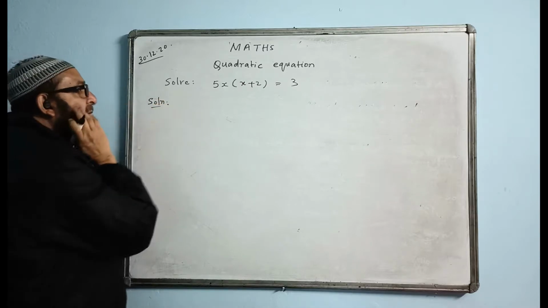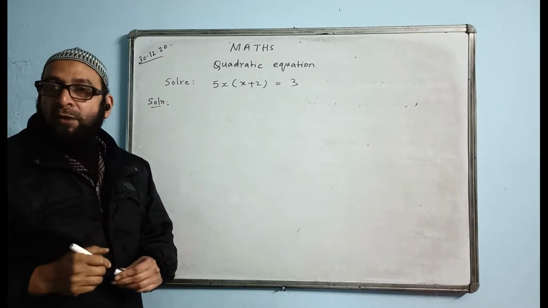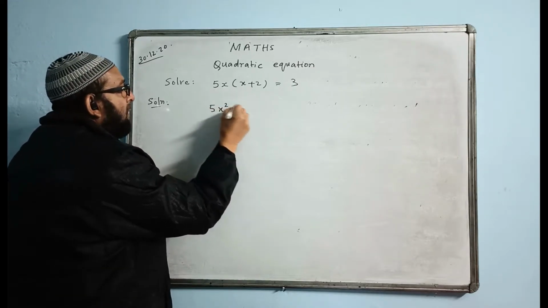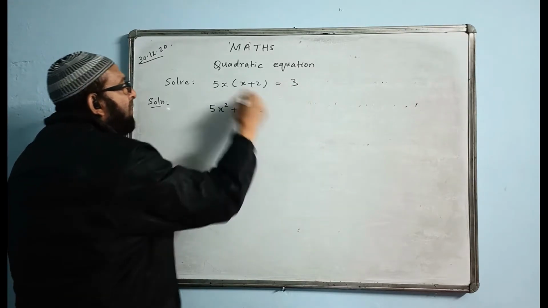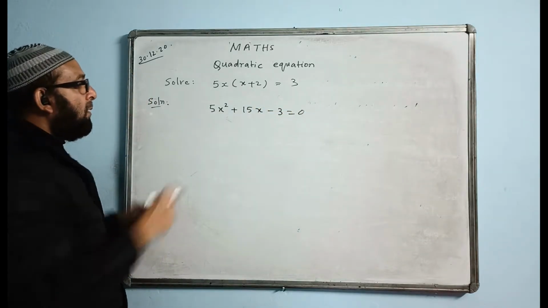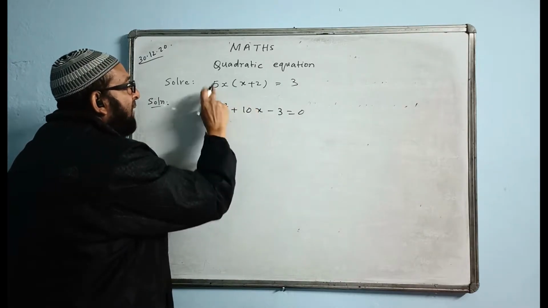Solution. First we change this into quadratic equation format. That is, open the bracket first. We get 5x squared plus 10x. You can bring the 3 to this side, minus 3 equal to 0. 5 times 2 is 10, so this is 10x.